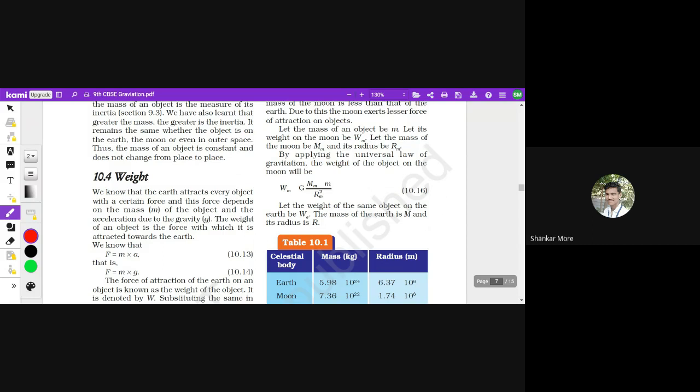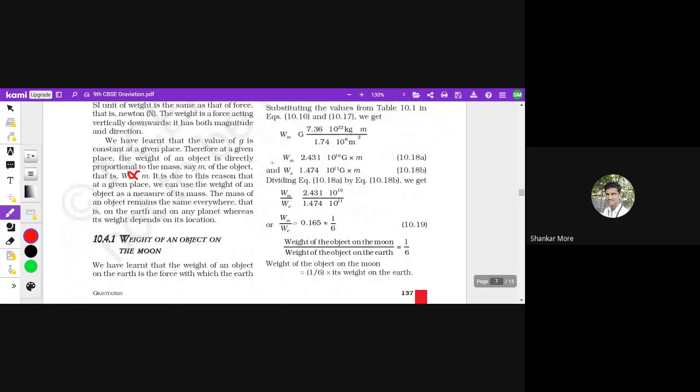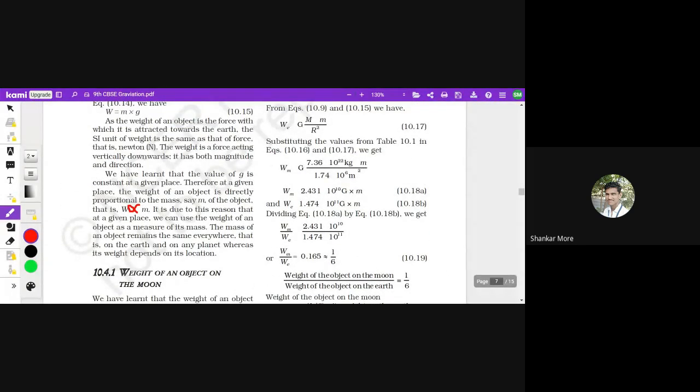Correct, Sonam? What is the value of capital G? Correct, Dibyanshu. What will be the value? Is it 11 point something? Or 6.673? What is the value of capital G? Don't you remember? Yeah, 6.67 into 10 raised to the power minus 11.